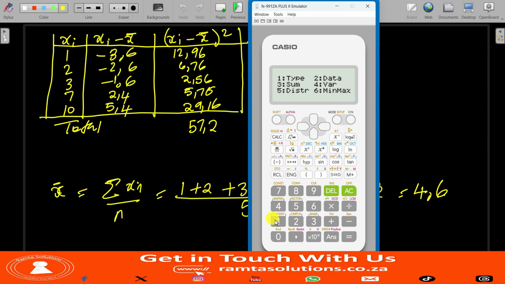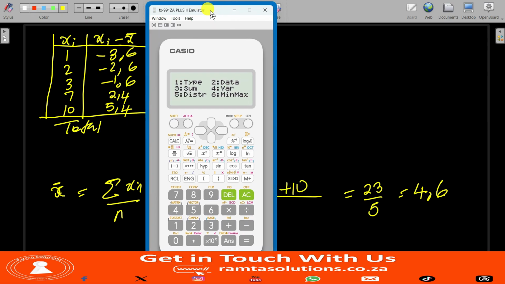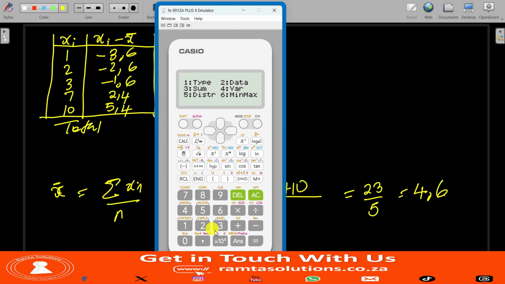It gives us 1 type, 2 data, 3 sum, 4 variance, right? So if you like, you can also check the sum of your terms. Let's confirm. I'm going to go to sum, which is option 3. I'm looking for the sum of data points, which is sigma x, so I'm going to say 2. It must give us 23 if it's correct. Let's see. Indeed, it's 23. Do you see that? I'm going to press AC to clear my screen.